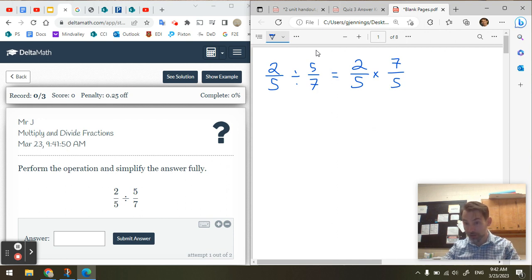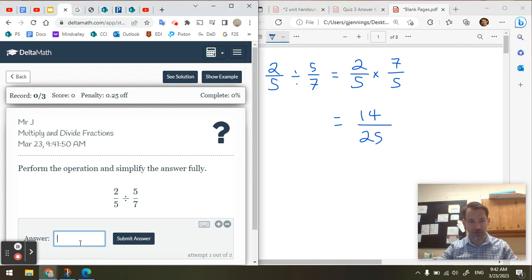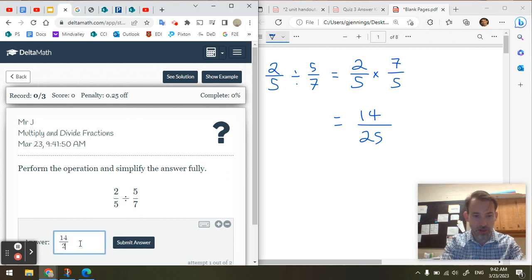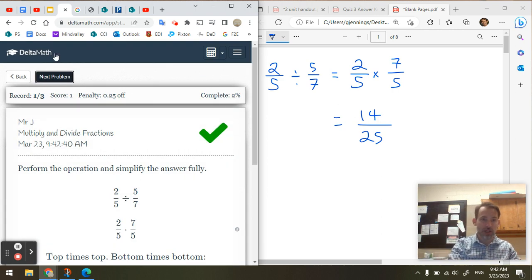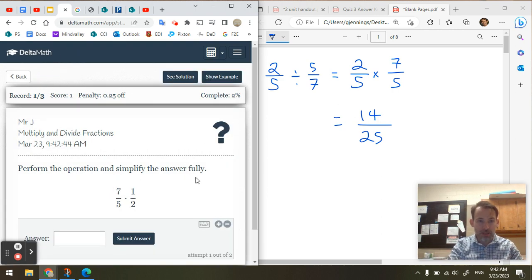I can see here I have no factors that can cancel because 2 and 7 are on the top and 5 and 5 are on the bottom. 5 doesn't share factors with 2 or 7, so the final answer is 2 times 7, which is 14 on the top, over 5 times 5, which is 25 on the bottom, 14/25. Put it in there. Boop, boop, over 25. Boop, boop. And then, hurrah! Yeah, okay, next question.